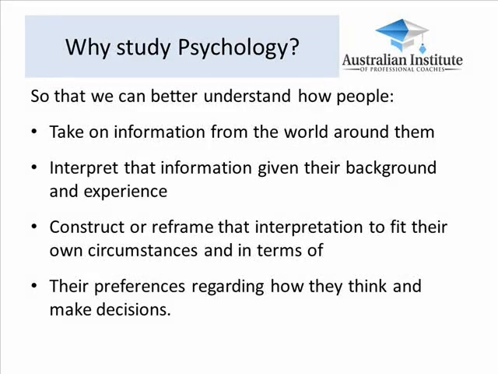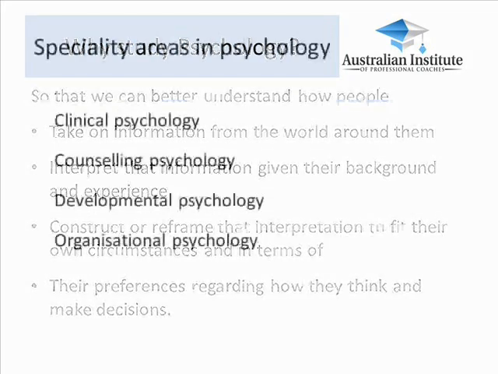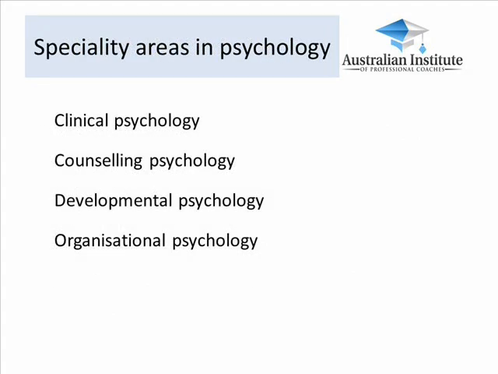Why study psychology? We study psychology so that we can better understand how people take on information from the world around them, interpret that information given their background and experience, construct or reframe that interpretation to fit their own circumstances, and in terms of their preferences regarding how they think and make decisions. There are various specialty areas in psychology, the most common areas being clinical, counseling, developmental, and organizational psychology.